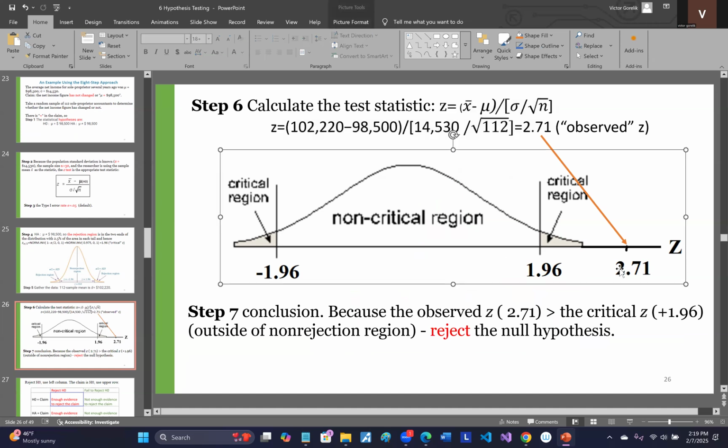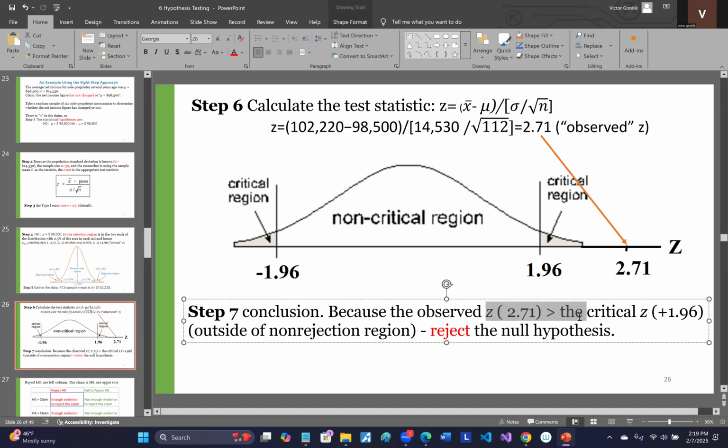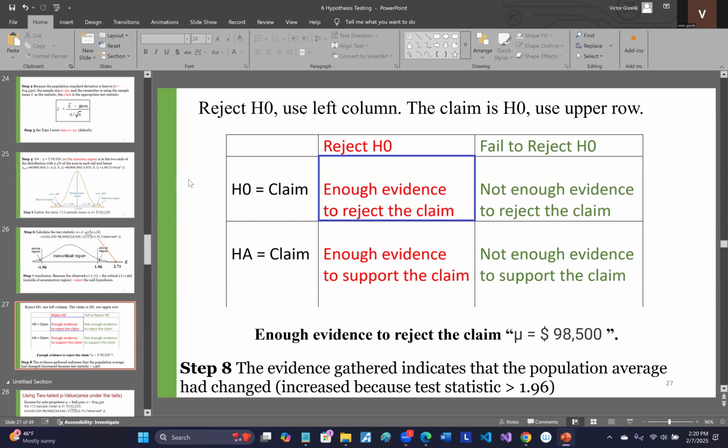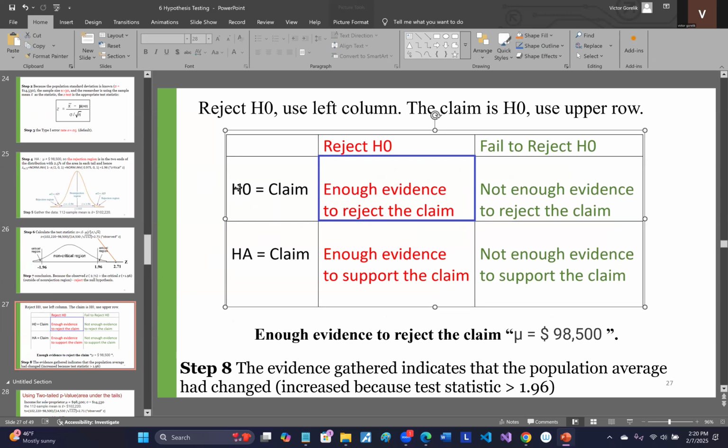Step 7. Conclusion. Because the observed Z, 2.71, is outside of the non-rejection region of plus minus 1.96, reject the null hypothesis, which is the claim. So, there is enough evidence to reject the claim. Step 8. The evidence gathered indicates that the population average had changed, increased, because the test statistic is greater than 1.96.